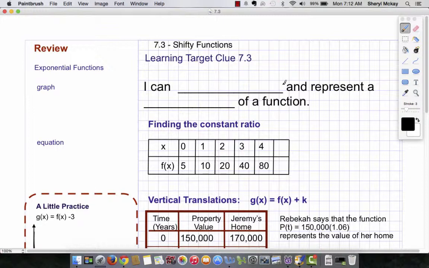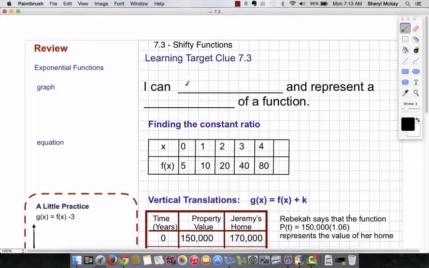So this is 7-3, case 3, and this learning target is pretty simple. So hopefully, as long as you remember what we've learned about exponential functions, we should be able to get through this pretty quickly. So let's start by filling in our learning target clue.